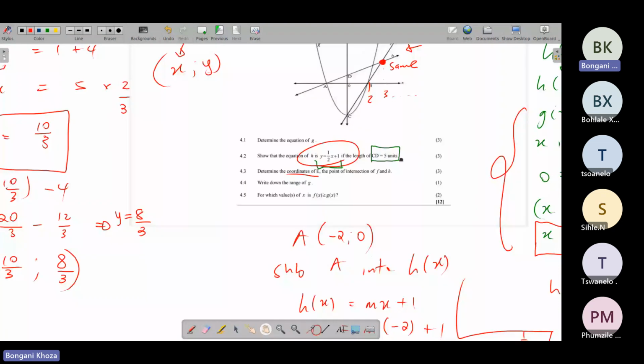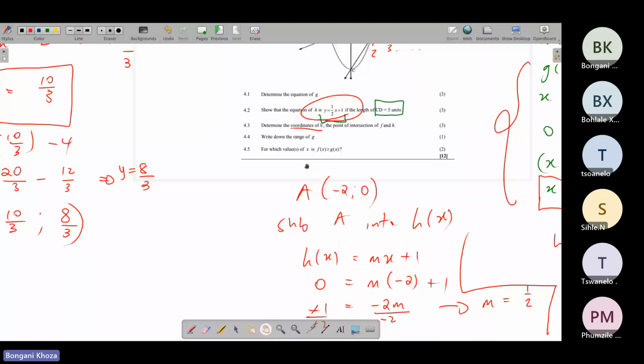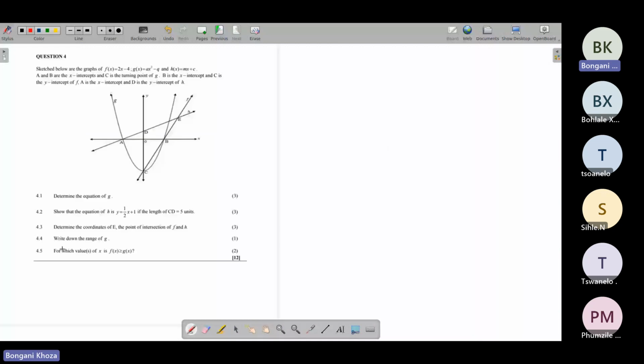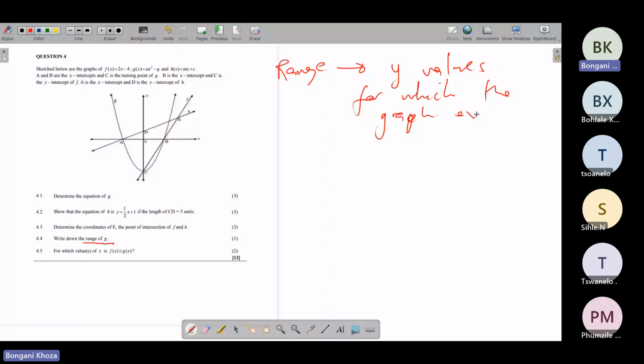Following question. The next question is asking us to write down the range of G. So the range, these are the Y values for which the graph exists. So for range, we are only looking at the Y values for which the graph exists.